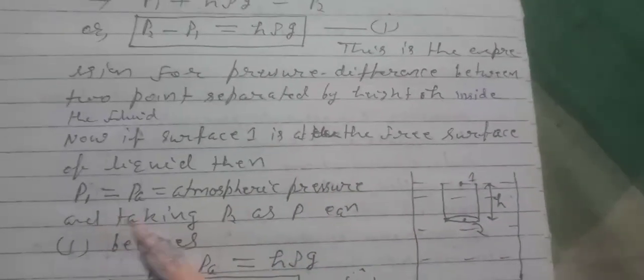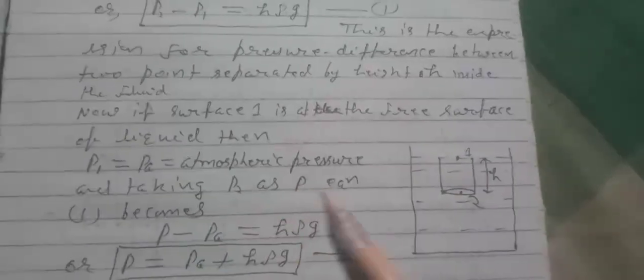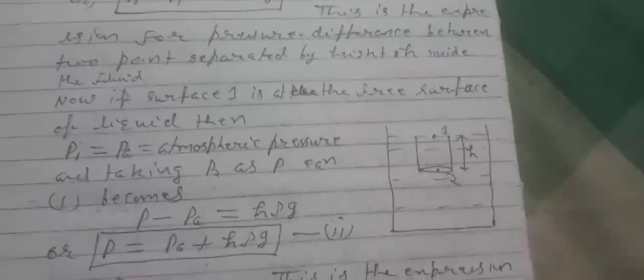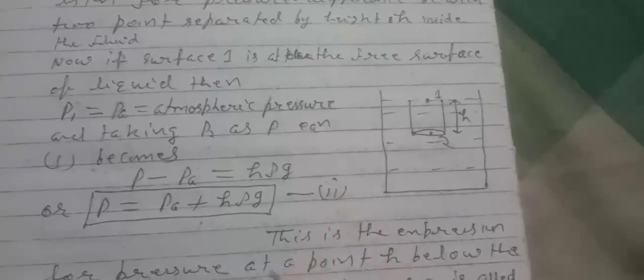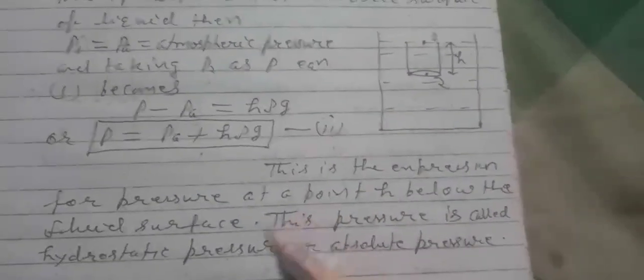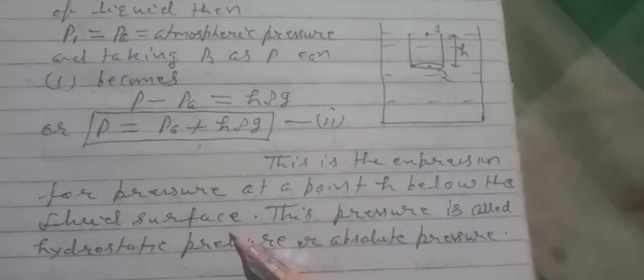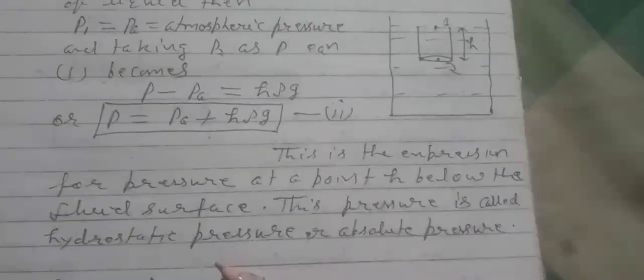Now if surface 1 is at the free surface of the liquid, then P1 equals PA, the atmospheric pressure, and taking P2 as P, equation 1 becomes P minus PA equals h rho g, or P equals PA plus h rho g. Equation 2. This is the expression for pressure at a point h below the fluid surface. This pressure is called hydrostatic pressure or absolute pressure.